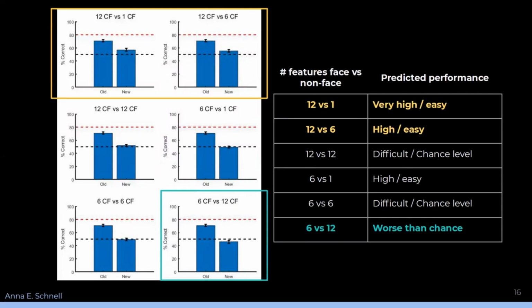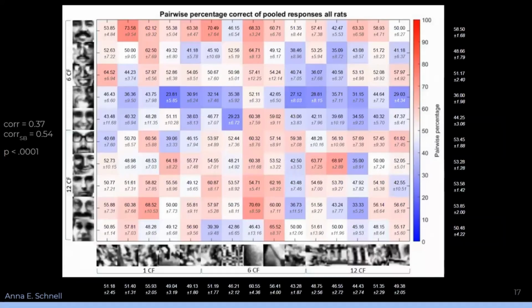However, overall, the performance of the animals on the new stimuli is rather low, and thus the question is whether we can truly speak of generalization in this case. To take a closer look at our data, we calculated a pairwise percentage matrix where each cell indicates the average performance across all rats on that specific stimulus pair.